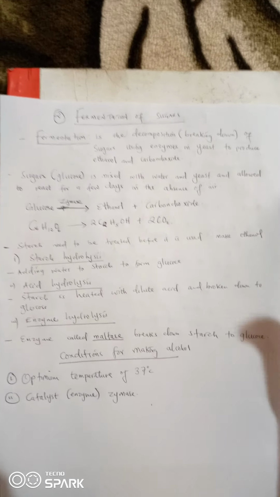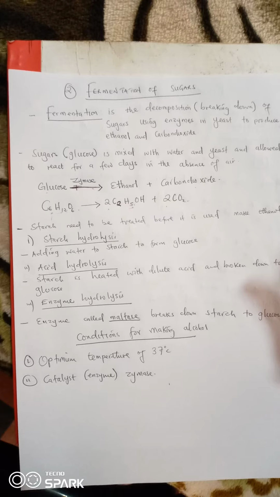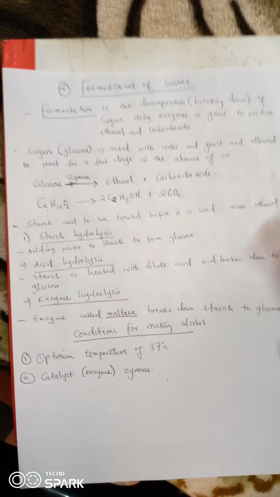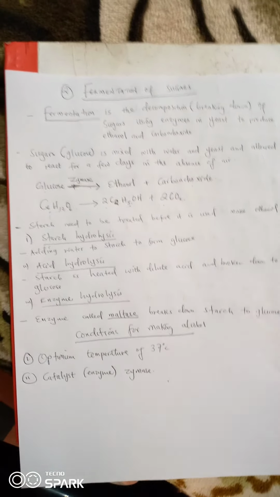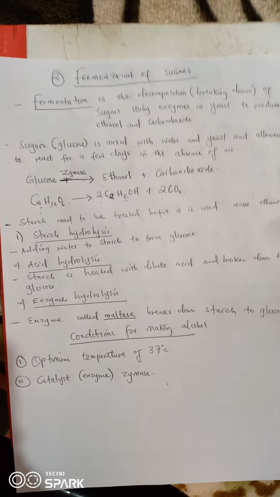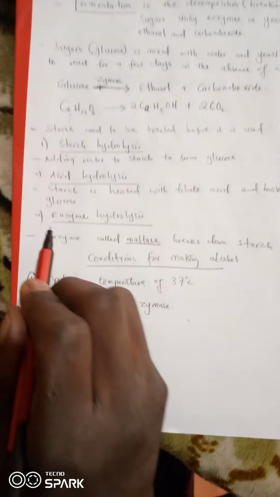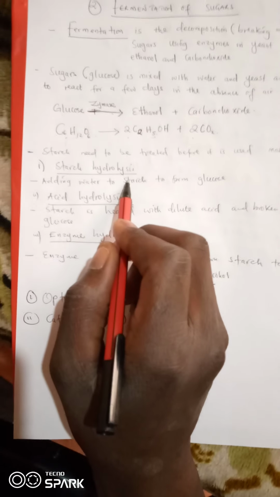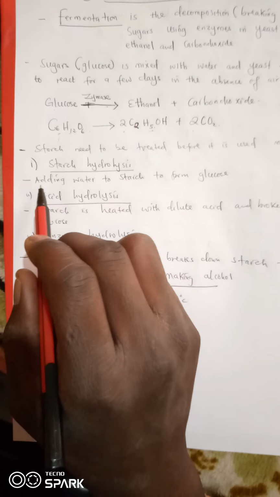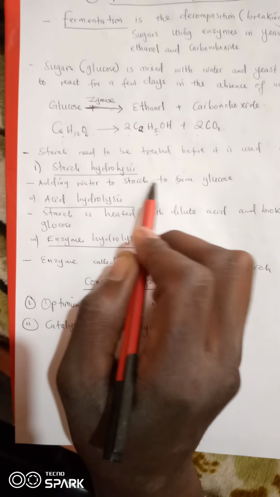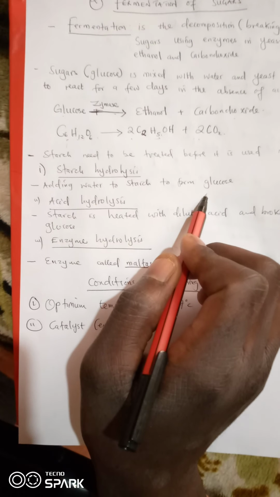Now, what you should know is that for ethanol to be formed, it should be a sugar or glucose, not starch. So now, remember that, for example, when you have flour, it has starch in it. So it means that starch has to be converted to glucose. There are several ways on how to convert starch to glucose or sugar. One of the methods is called starch hydrolysis. Now, when we say starch hydrolysis, it means we're adding water to starch and forming glucose.